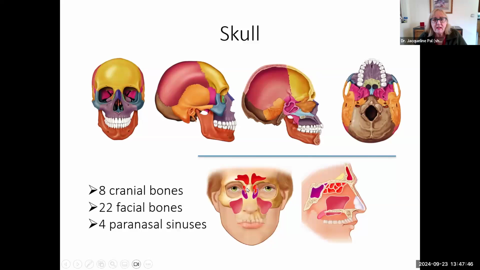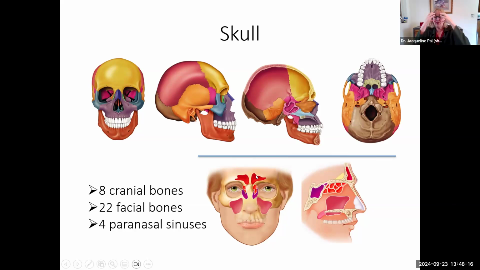In addition, there are 4 what are called paranasal sinuses. A sinus in this respect is an air-filled cavity that's lined by epithelium that's going to be secreting substance. All of these air-filled cavities drain or have openings that go into the nasal cavity. We have one in each side of our maxilla. We have one each side here in our frontal bone.